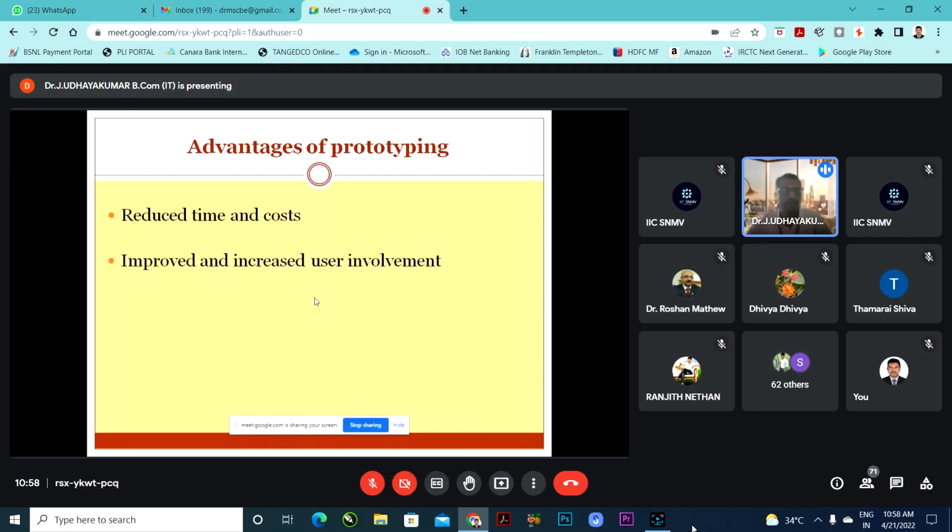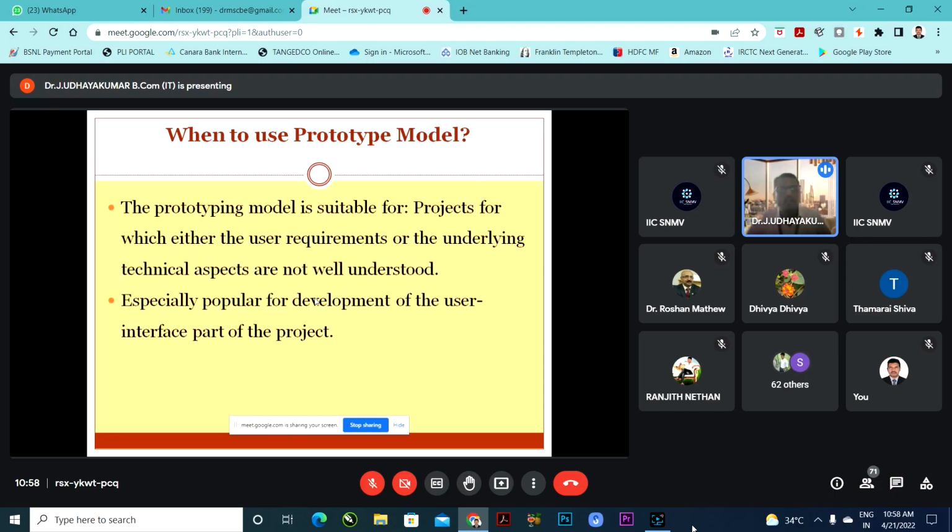The advantages of prototyping are reduced time and cost, and it will improve the market and user involvement. When to use the prototype model? The prototype model is suitable only for projects where either the user requirements or the underlying technical aspects are not well understood. It is especially popular for the development of the user interface part of the project.